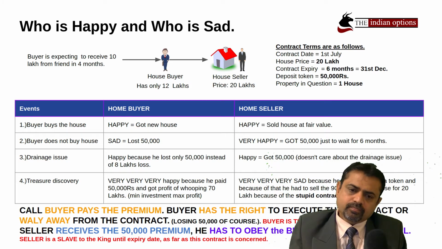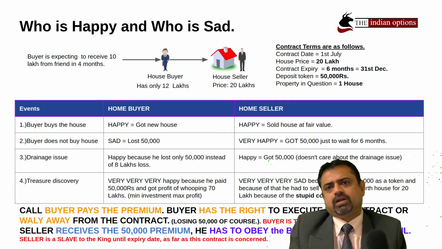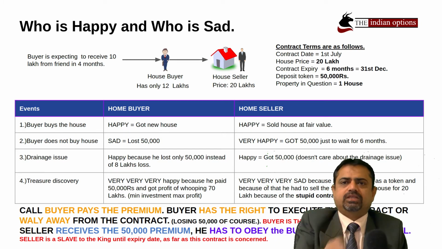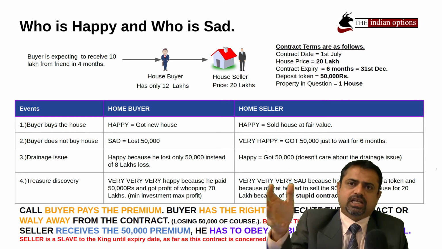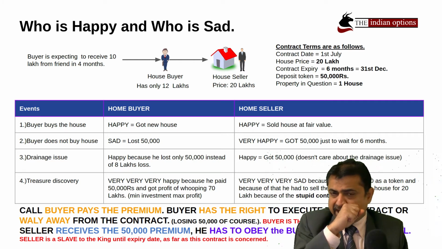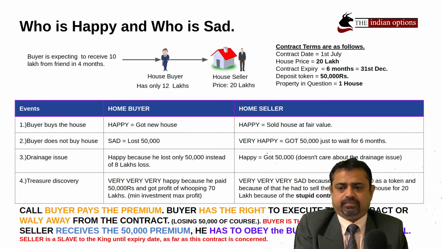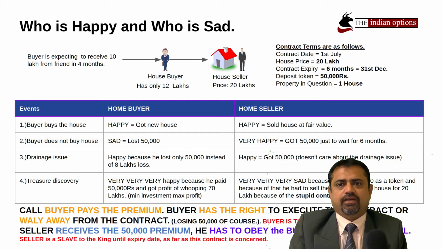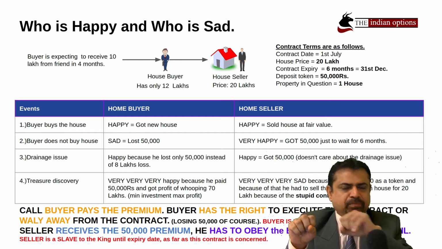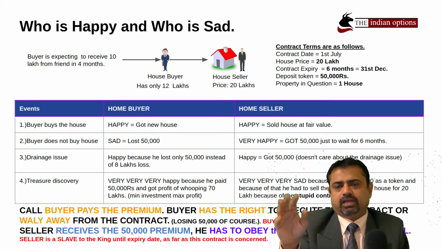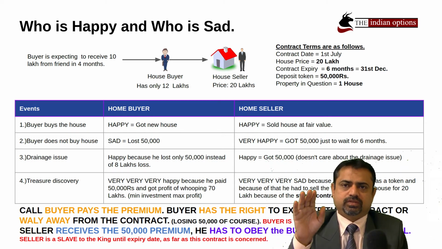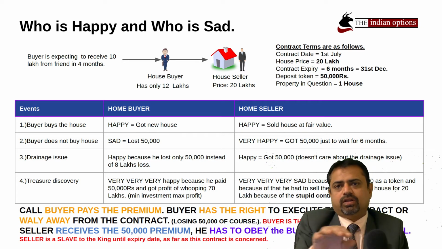Right? Now, always remember, the buyer always pays the token, the seller always receives the token, and the buyer is always the king. His wish is the command. The seller is always the slave, unless and until the contract expiry date is there. So the seller is the expiry guy basically here. The seller is the guy who is the slave, and he will have to obey whatever the buyer is saying. Right?